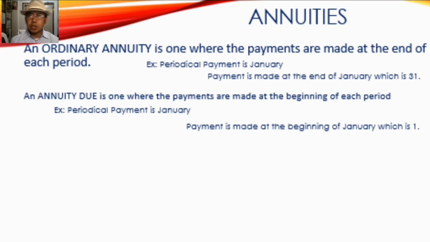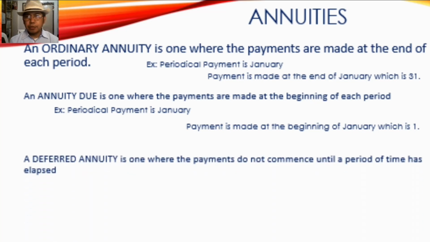So that is the simple illustration of the ordinary annuity and annuity due. Next, deferred annuity is one where payments do not commence until a period has elapsed.